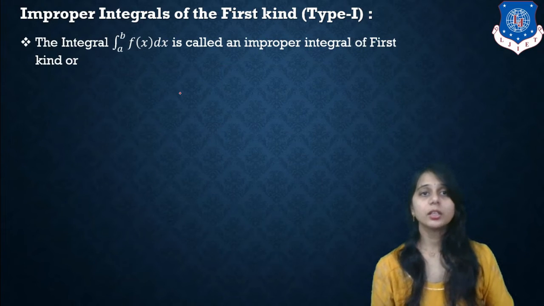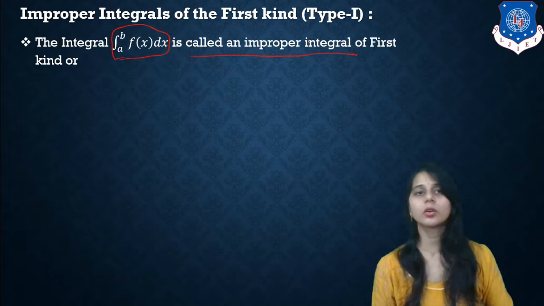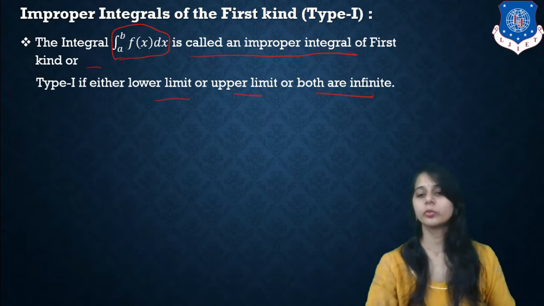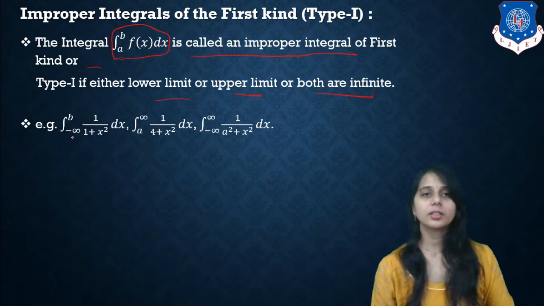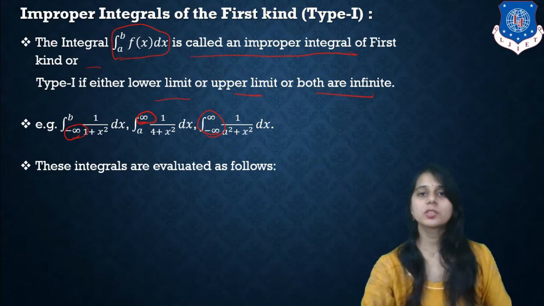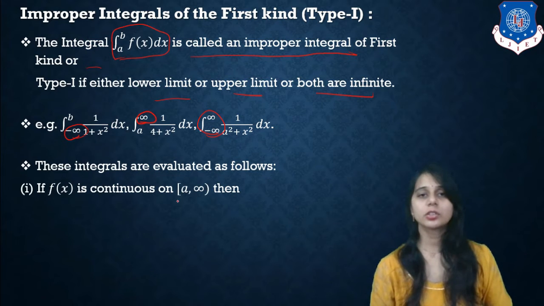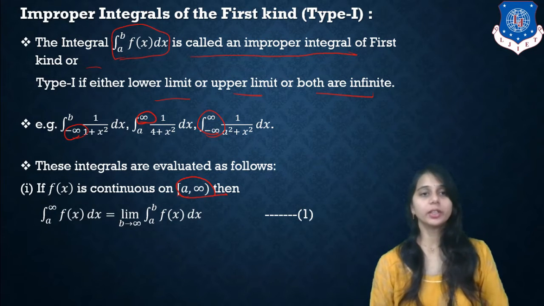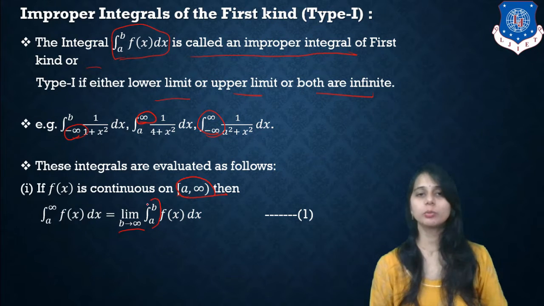Type 1: the integral from a to b of f(x) dx is called an improper integral of the first kind, or type 1, if the lower limit, the upper limit, or both are infinite. So these integrals are evaluated as follows. If f(x) is continuous on the interval [a, infinity), then the integral from a to infinity of f(x) dx equals the limit as b tends to infinity of the integral from a to b of f(x) dx.